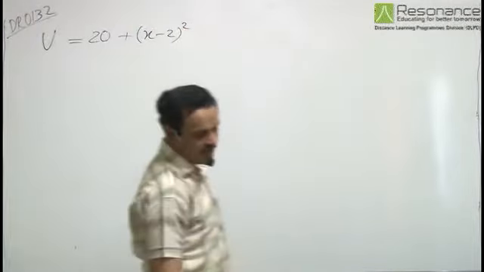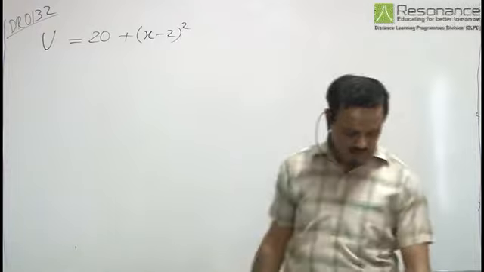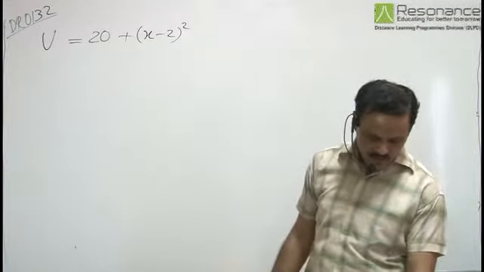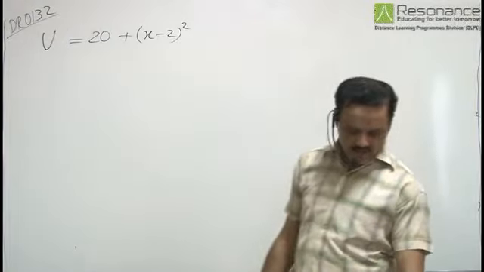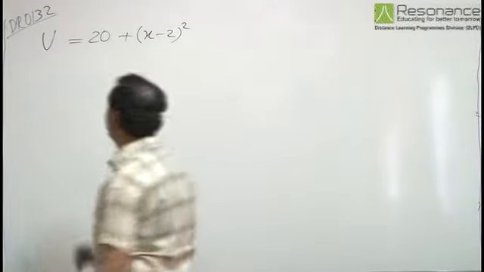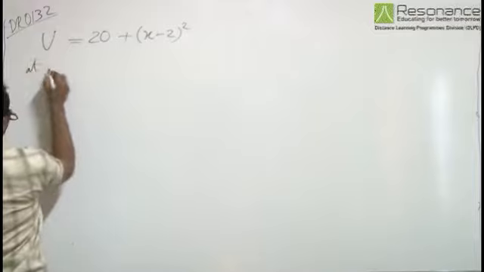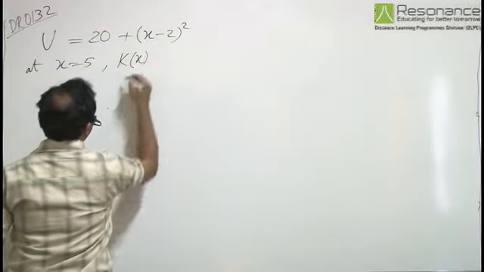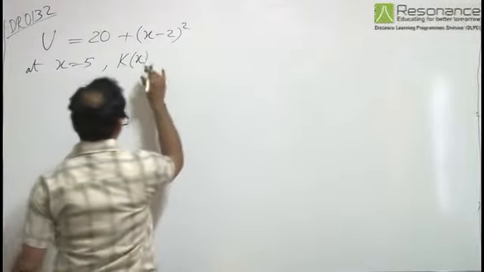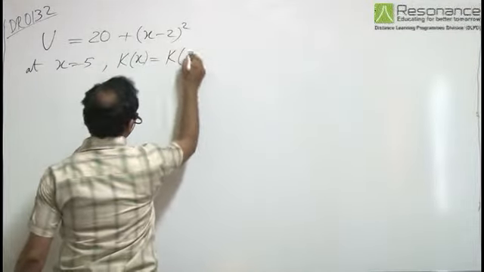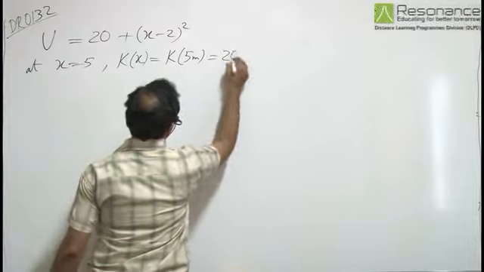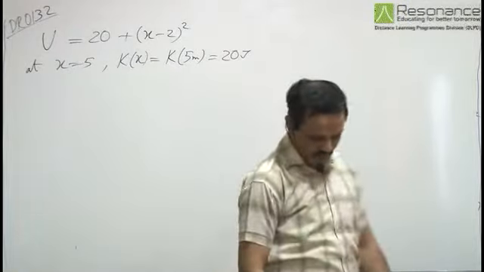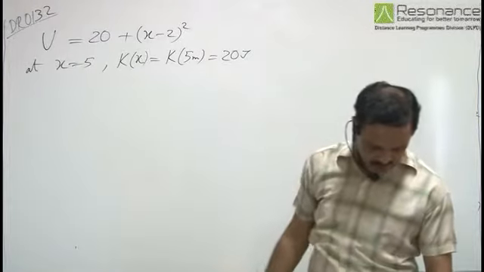This is the potential energy given as a function of x, where x is in meters, and at x equal to 5 meters, the particle has a kinetic energy of 20 joules. At x equal to 5 meters, the kinetic energy of the particle, K at 5 meters, is given to be 20 joules. Now there are several questions.